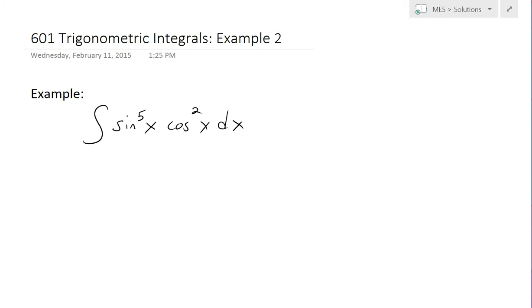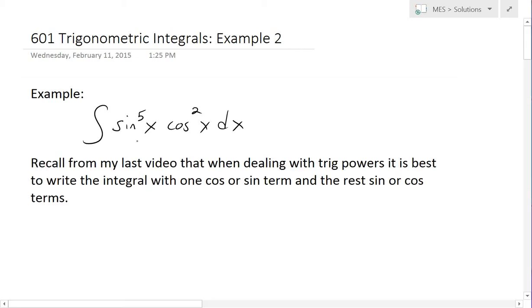Today we discuss further trigonometric integrals and look at example 2 of the series, solving this seemingly complex example: the integral of sine to the power of 5 of x times cosine squared of x dx. Now, when dealing with integrals like this, as I showed in my earlier video, when dealing with trig powers it is best to write the integral with one cosine or sine term, and the rest either sine or cos terms.